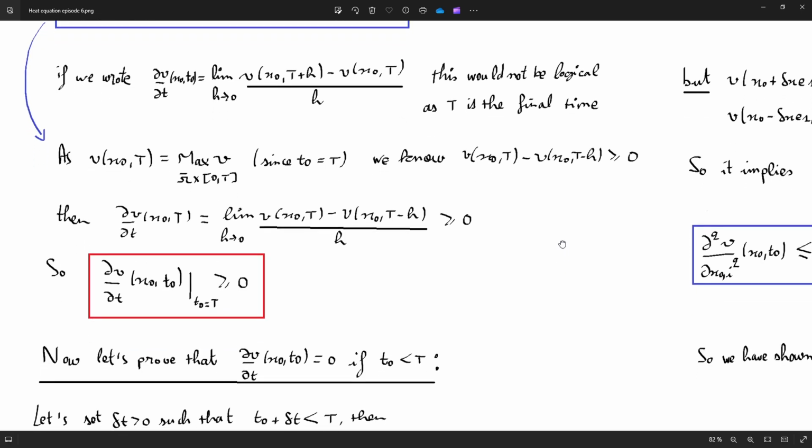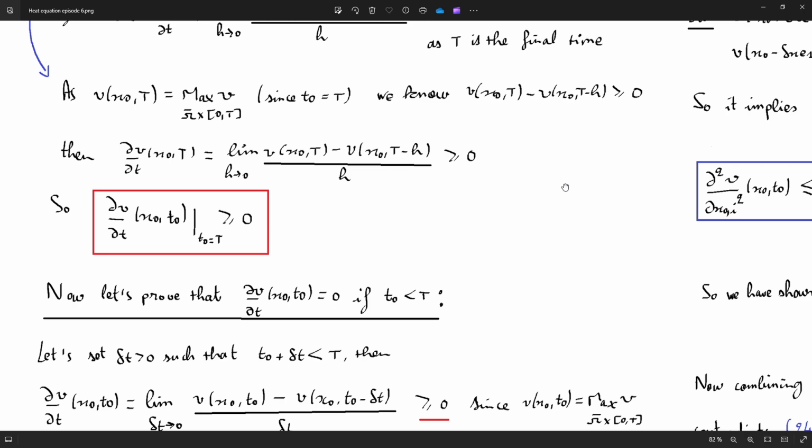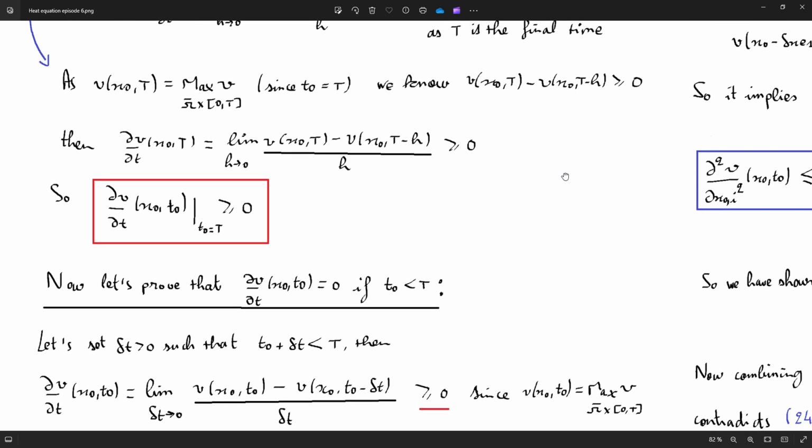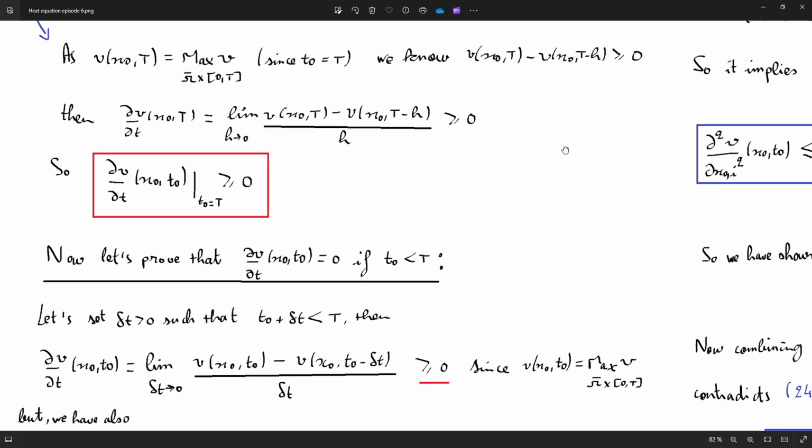Then the partial derivative of v with respect to t at (x0, T) equals the limit of (v(x0, T) minus v(x0, T minus h)) over h when h goes to 0, which is greater or equal to 0. So the partial derivative of v with respect to time at (x0, t0) when t0 equals T is greater or equal to 0.